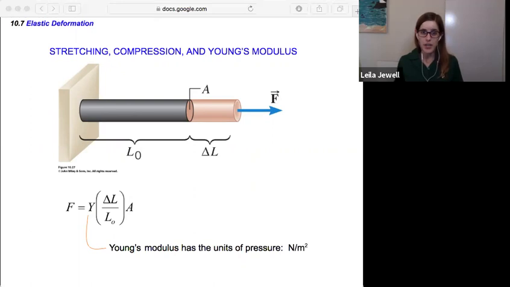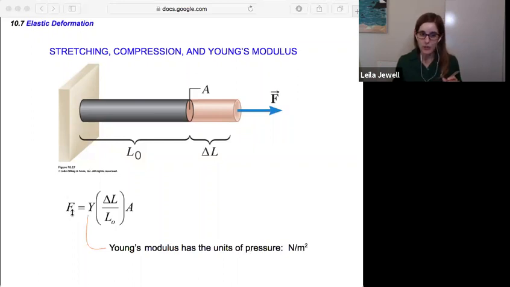That's if you have a long object like a cylinder, a good example, like a steel rod. If one end is fixed and you apply a force to the other end, you can actually stretch the material. You can stretch steel if you apply a large enough force to it. How much force? Well, that depends on a number of parameters, right?